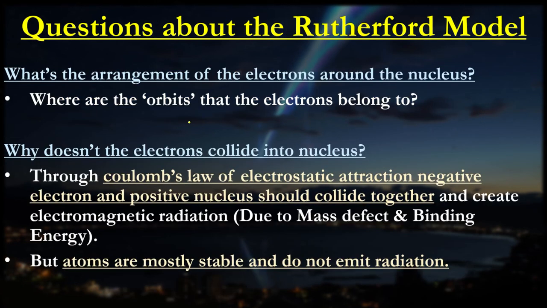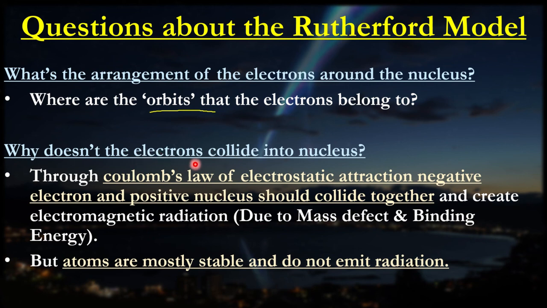So that was one of the issues. The other issue was, why were these electrons specifically arranged to go in circular orbit? There was no real explanation to that, and there was no real explanation why the electrons had to be outside the nucleus. The other thing was, why don't the electrons collide with the nucleus?